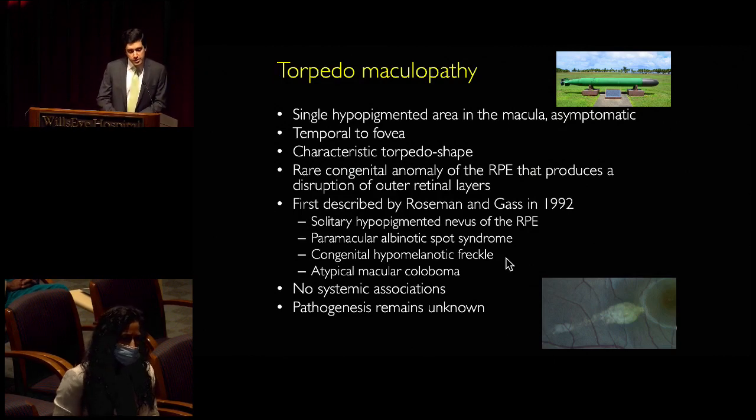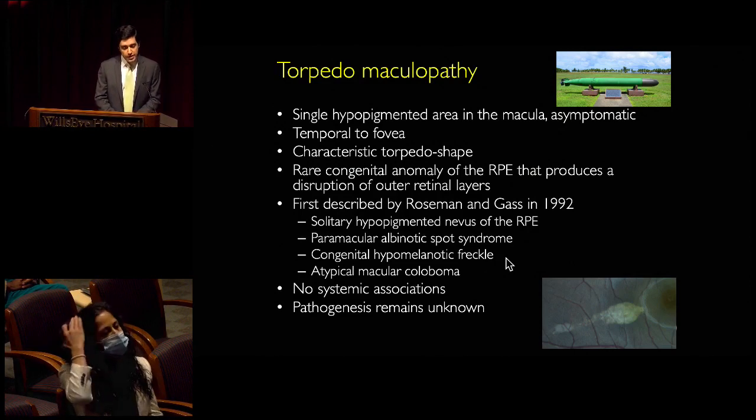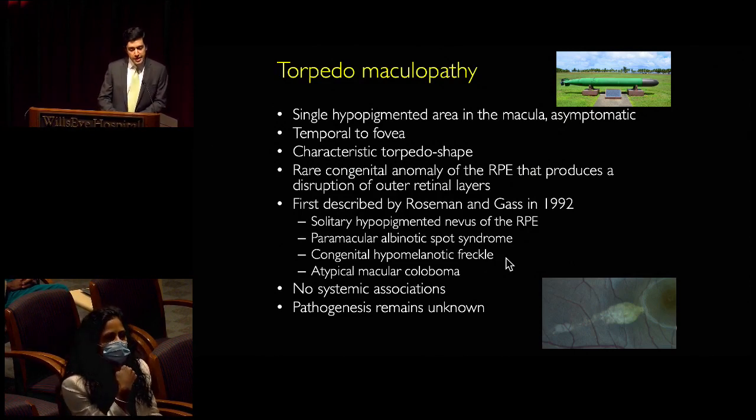So our diagnosis was torpedo maculopathy, which is a single hypopigmented area in the macula. Oftentimes tends to be asymptomatic. Those patients may have some visual field deficits from the lesion. It's almost always characteristically temporal to the fovea and in a torpedo-shaped pattern.